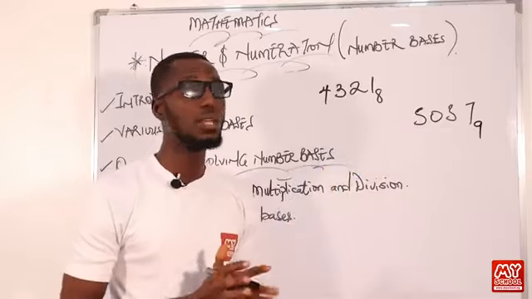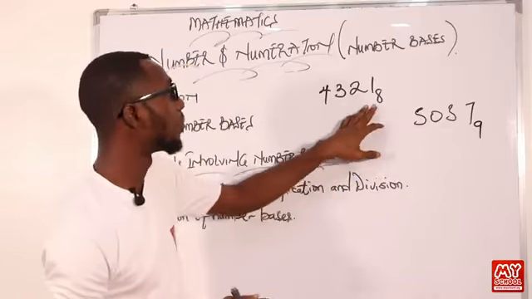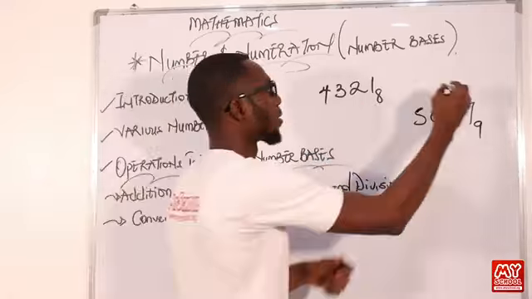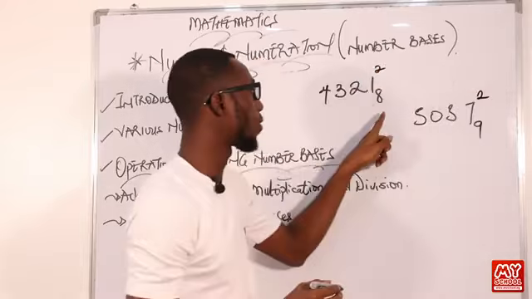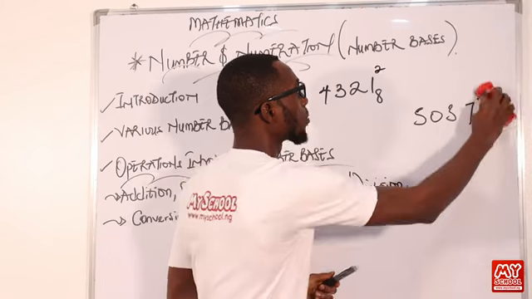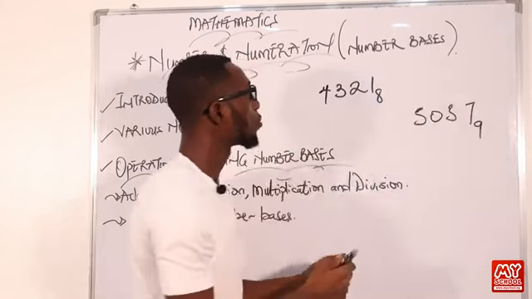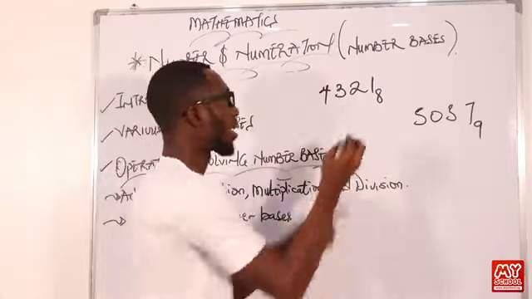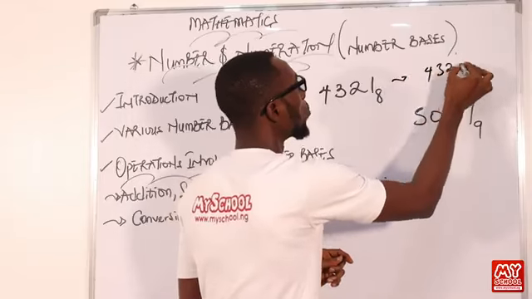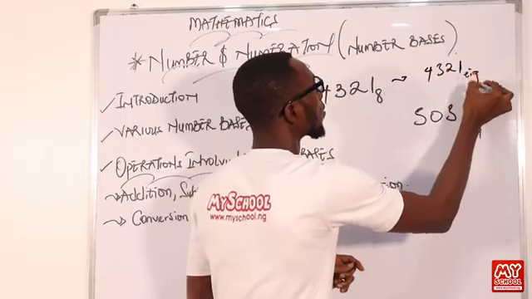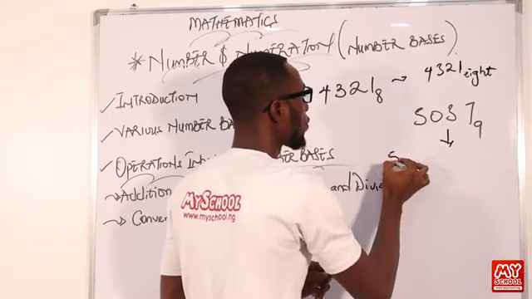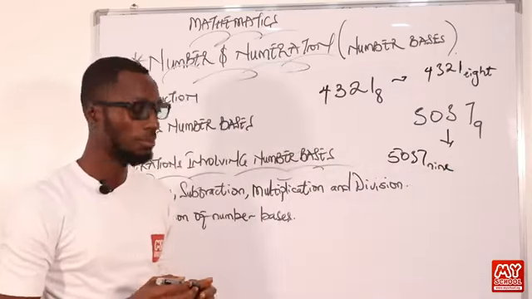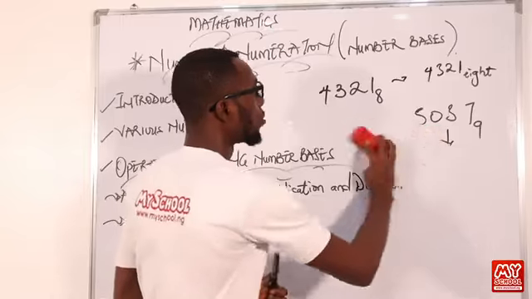Then there are some recommendations to avoid confusion. The bases are written as subscripts. You can see underneath, this is superscript, and this is subscript. So you can see the bases are written as subscripts. Some recommend that instead of using digits to represent the base, to avoid confusion with the value you are given, you can use words instead. So I can have this as 4321 base 8 and this as 5037 base 9, just to avoid mix-up. So that is a very good introduction to number bases.